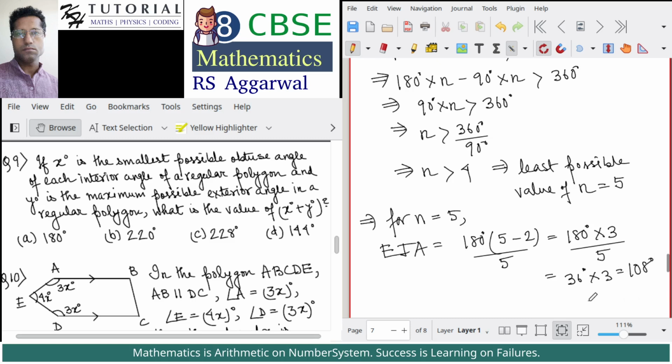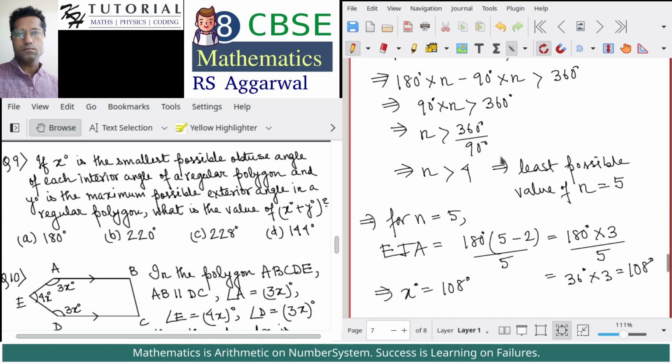So this is the smallest obtuse angle of the interior angle of a regular polygon, and definitely for that regular polygon n is 5. That is, a regular pentagon has the smallest interior angle which is obtuse, and that value is 108 degree. Okay, so we have so far found x degree is equal to 108 degree. So now we have to find y.